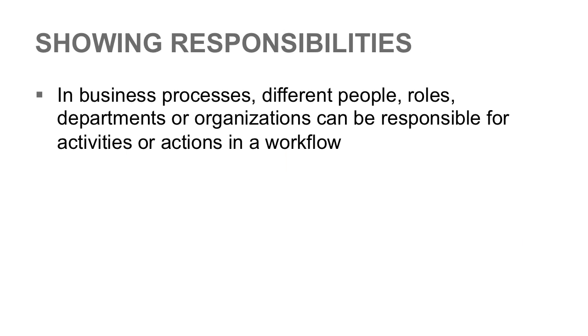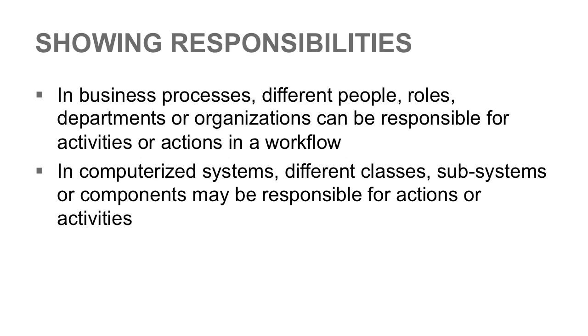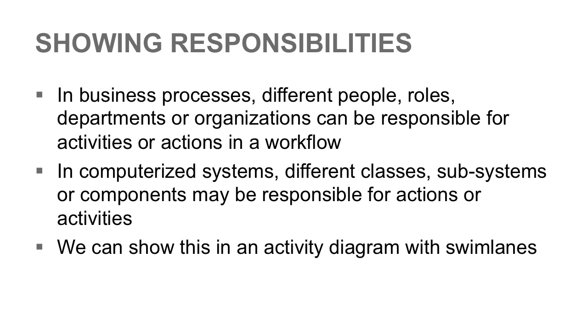In business processes, it's often important to know what person or role or organizational unit of some sort is responsible for a particular activity in a workflow. Similarly, within the boundary of a computerized system, it may be important to know which class, component, or subsystem is responsible for an action or activity. Swim lanes or partitions allow us to show these responsibilities in activity diagrams by separating the activities into different rows or columns, depending on who or what is responsible for them.